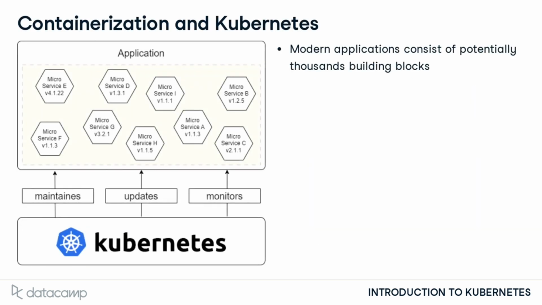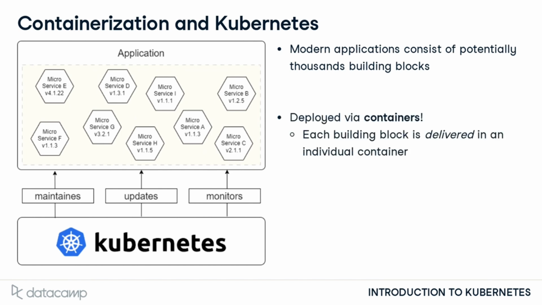Nowadays, modern applications consist of tens, hundreds, if not thousands of these building blocks. This introduces a crucial question. How do we deploy, maintain, and update them? The answer is, of course, via containers. Each component is deployed or delivered in its own container, which includes all the prerequisites needed to run that component. However, another challenge emerges. How do we manage all these containers, ensure they operate correctly, and keep their versions up to date? This is precisely the role Kubernetes plays.